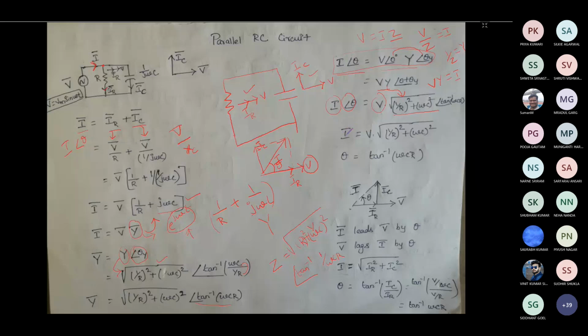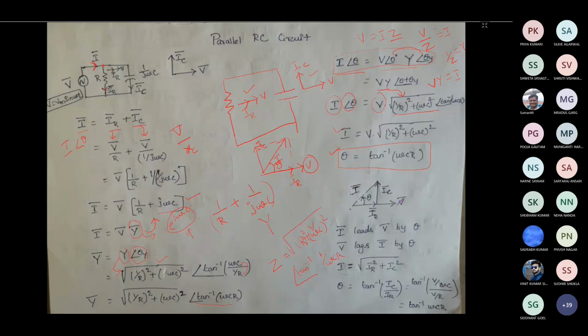If you compare, the magnitude I is equal to V into root of (1 by R) the whole square plus (omega C) the whole square, and theta is equal to tan inverse of omega CR. So this is the magnitude, this is theta, and this is the current. This current is the resultant current, and this theta is the angle by which it is displaced from the voltage. It's not actually deflected, you can call it a displacement between the voltage and current.